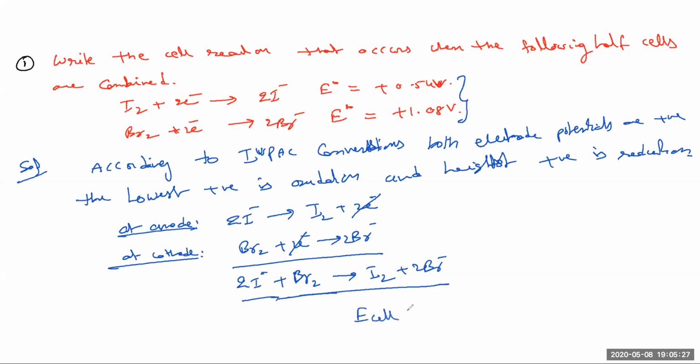Then what is the cell EMF? EMF of the cell is equal to ER minus EL. Come on, tell me now. What is ER? Reduction value, that is the highest positive: 1.08 minus 0.54. The result should be positive because the EMF of a galvanic cell is always positive. So the result is 0.54 volts. That is how I have to calculate.